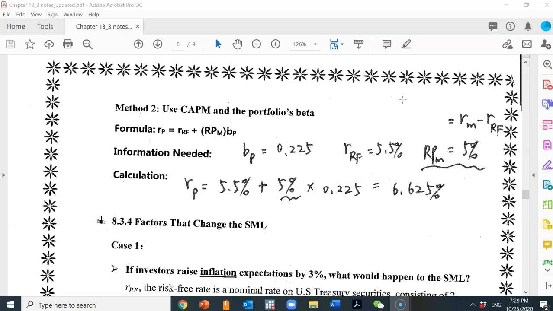So this is the third video for Chapter 13, Class 3. In this video, we talked about SML, Security Market Line, Portfolio Beta, and Portfolio Return. In the next video, we're going to talk about the factors that can change the security market line.